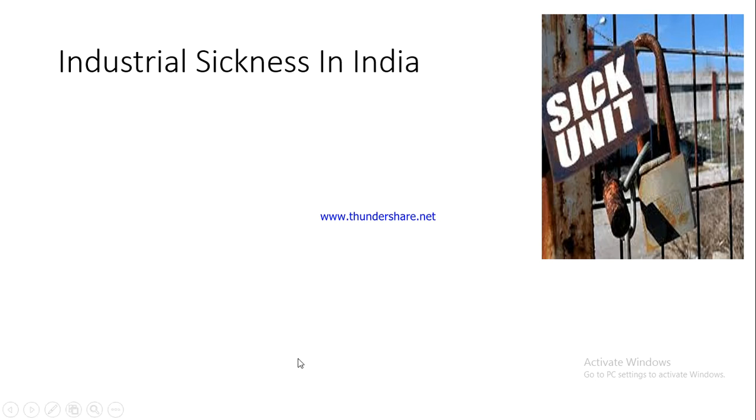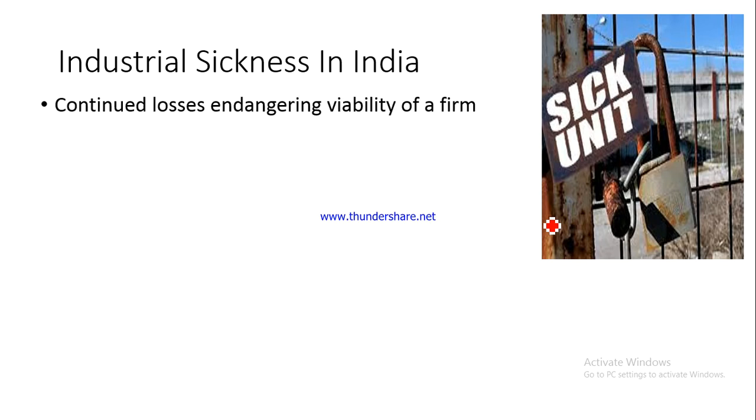Now, what do we mean by industrial sickness? You can have a look at this particular picture which has been shown on the right side of the slide. A particular industry has to close down, or it is operating and continuously incurring losses. Now, this is what industrial sickness is all about. Continued losses endangering the viability of the firm. So, continuously a particular firm is making losses, and because of which it is no more viable. It cannot continue its operations for long. Then it is known as an instance of industrial sickness.